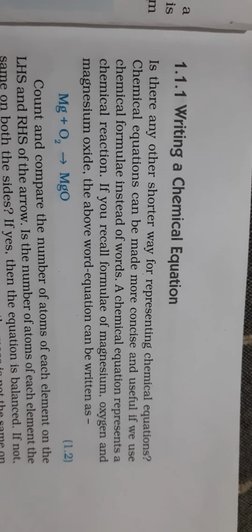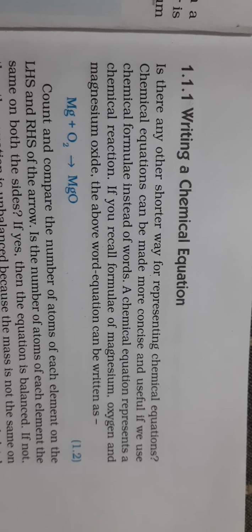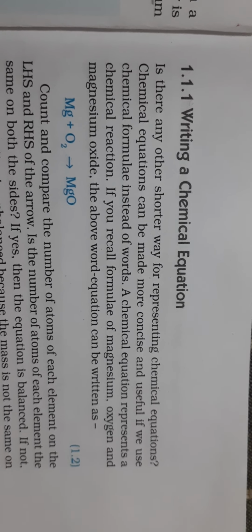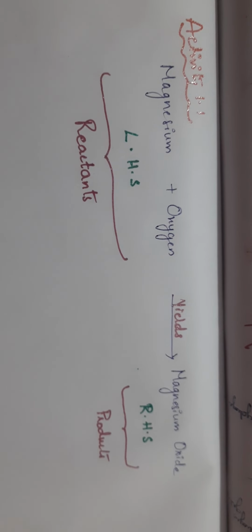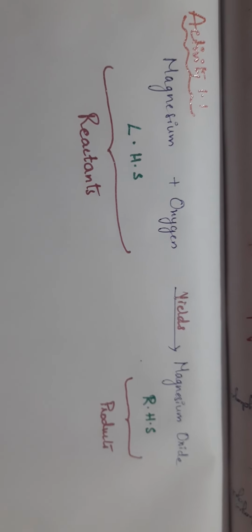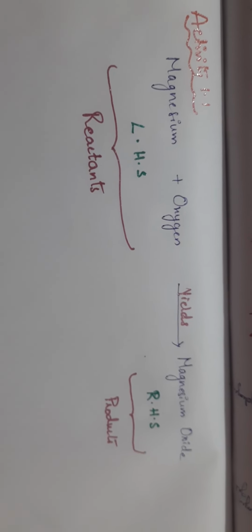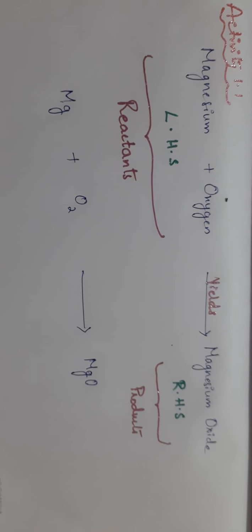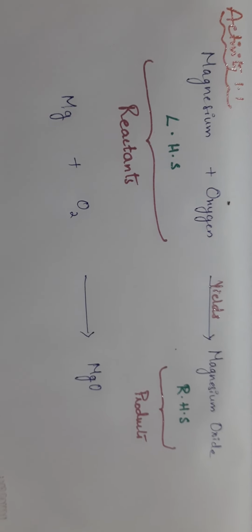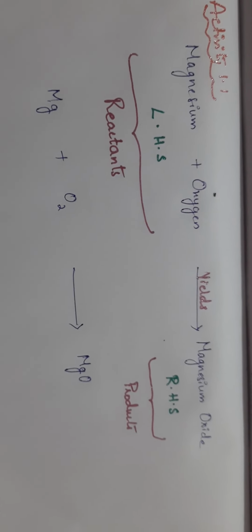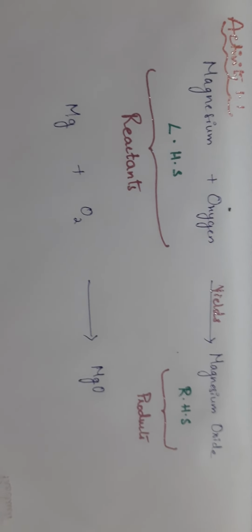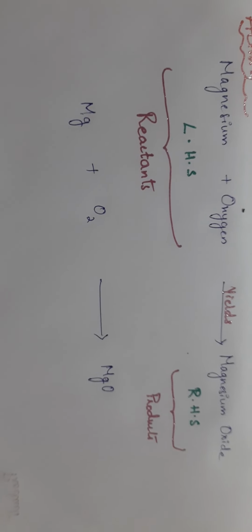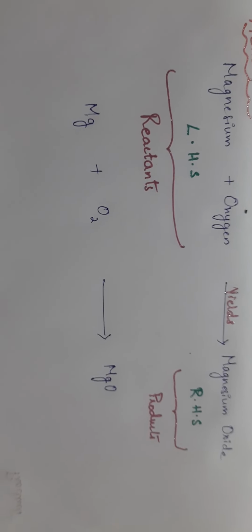So let us use the chemical formula and write the above three equations, or let us represent the above three activities in equation format. In activity 1.1, let us use chemical formulas instead of words to represent this equation. Here you can see magnesium's symbol is Mg, oxygen is represented as O2, and the product magnesium oxide's chemical formula is MgO. Now this equation is not balanced. We'll learn balancing of equations tomorrow.